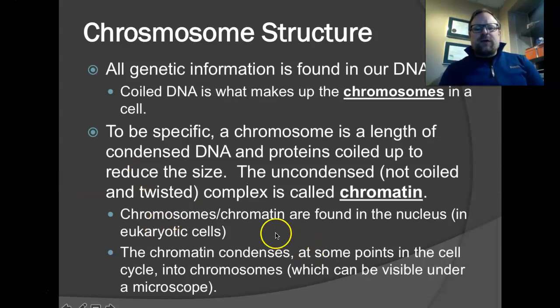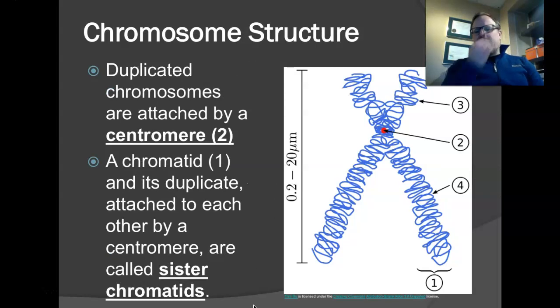Chromosomes or chromatin are found in the nucleus in eukaryotic cells, and the chromatin condenses at some points in the cell cycle into chromosomes, which actually makes them visible under a microscope. And we're going to see some examples of that later on. This is what a stylized diagram of chromosomes might look like. And this would be a condensed chromosome, not chromatin. And there's actually 2 chromosomes on this diagram. Over here would be 1 chromosome, and over here would be the other. And those 2 chromosomes are being joined together by something called a centromere in the middle.